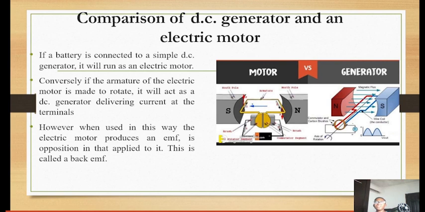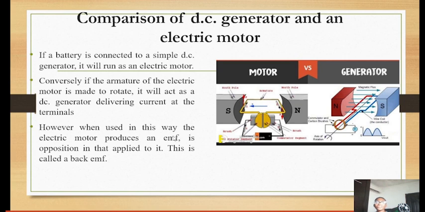Comparison between a generator and an electric motor. If a battery is connected to a simple DC generator, it will run as an electric motor. Conversely, if the armature of the electric motor is made to rotate, it will act as a DC generator. So this is telling us the simple similarities between the DC generator and an electric motor.